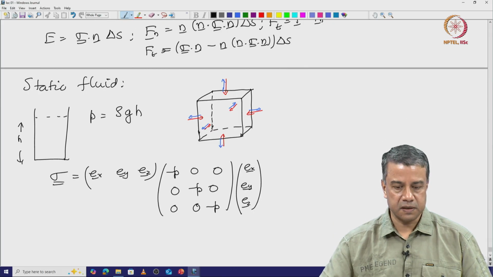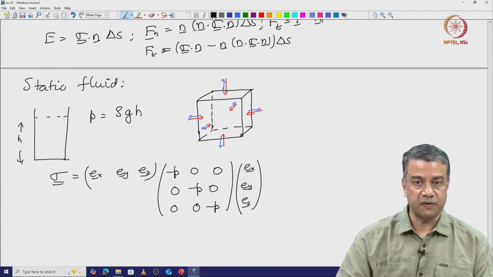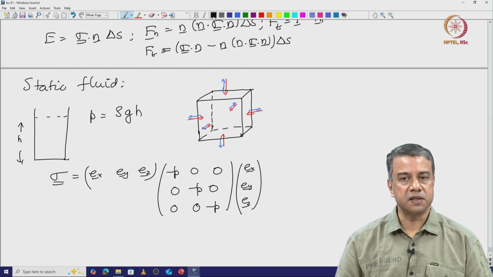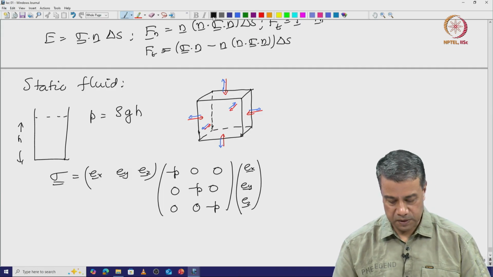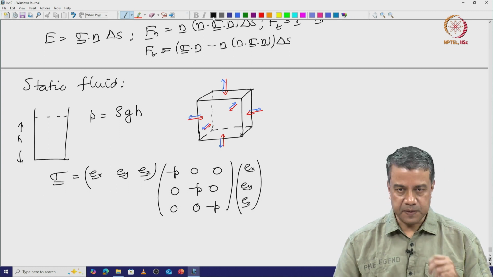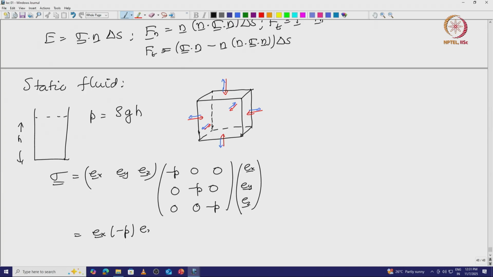There is a pressure, that pressure is compressive, and therefore the stress is the negative of the pressure as we have defined it here, because we have defined it to be acting along the outward unit normal, whereas the pressure is defined as positive if it acts along the inward unit normal. So what this basically means is that this is equal to E x into minus P E x plus E y into minus P E y plus E z into minus P E z.